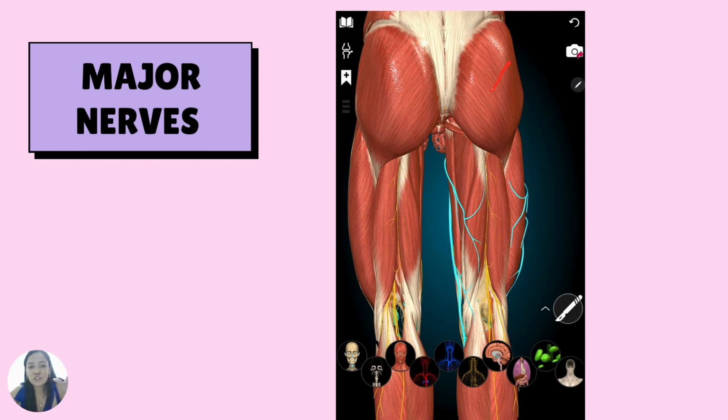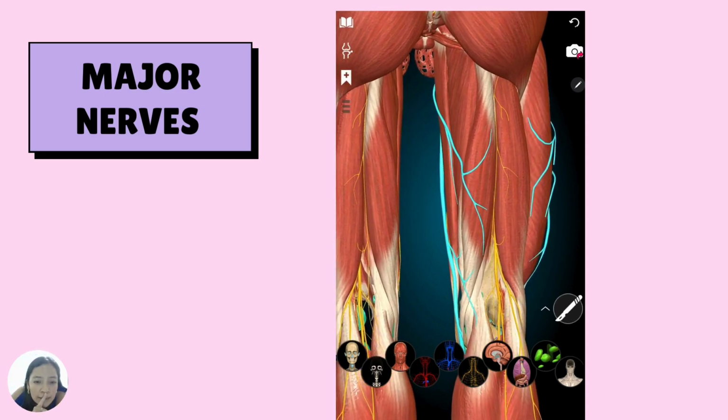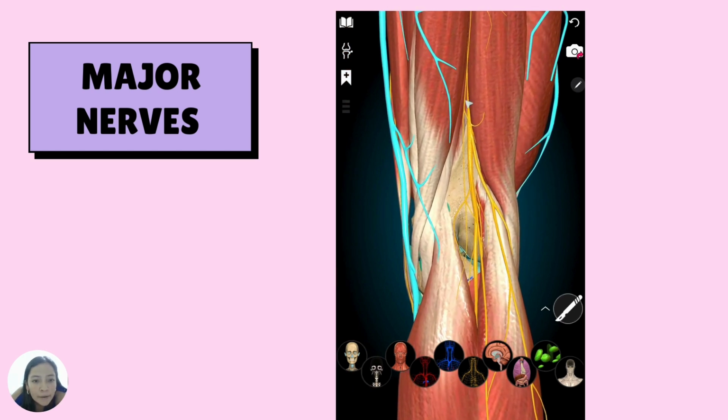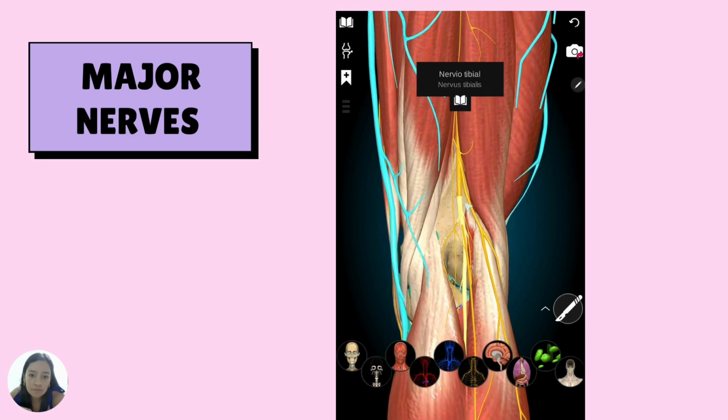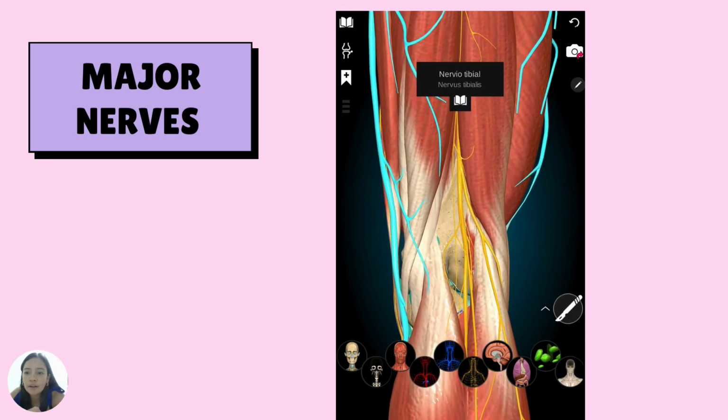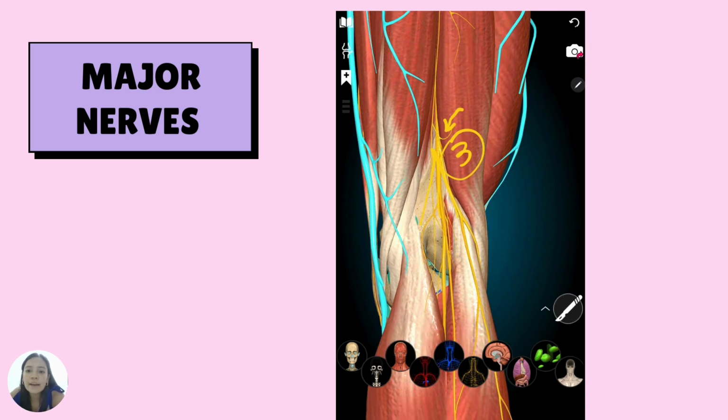Now we have the major nerves. The sciatic nerve travels down the back of the thigh and divides near the top of the knee into the tibial nerve, that we can see at this moment in the video. The tibial nerve travels down through the calf and innervates the muscles like the gastrocnemius, soleus, plantaris, and popliteus.